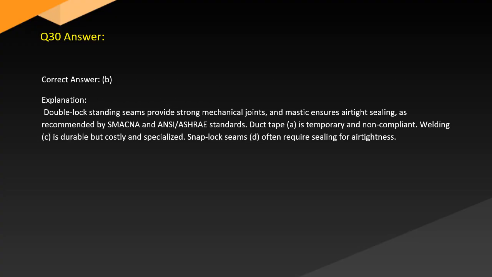Answer. Correct answer, B. Explanation: Double lock standing seams provide strong mechanical joints and mastic ensures airtight sealing as recommended by SMACNA and ASHRAE standards. Duct tape, A, is temporary and non-compliant. Welding, C, is durable but costly and specialized. Snap lock seams, D, often require sealing for airtightness.